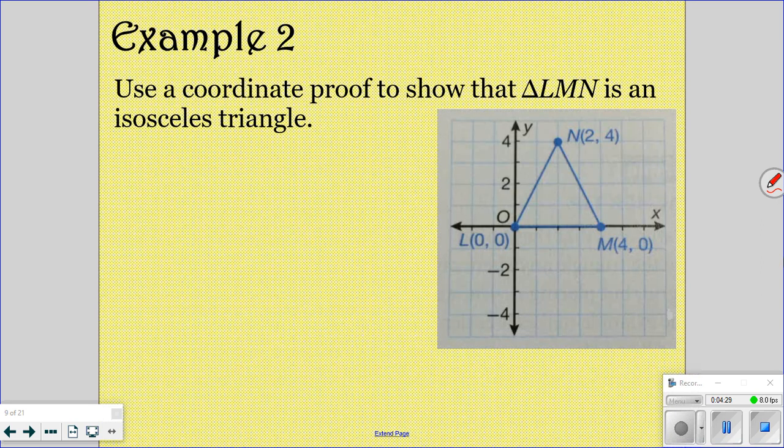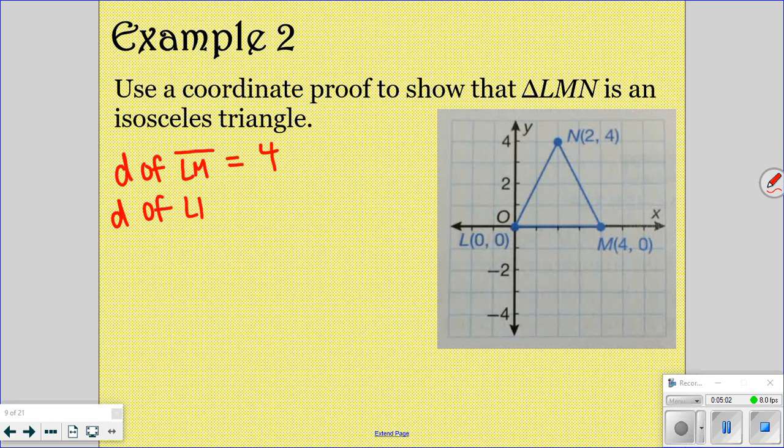So we want to use a coordinate proof to show that the triangle is an isosceles triangle. So we have our graph already drawn for us, so we don't have to do it. All we need to do is prove that two of the side lengths are congruent. So if we use the distance formula, we can find the length of LM pretty easily without even using the distance formula. We can just count 1, 2, 3, 4. And then if we want to find the distance of LN, you're probably going to want to use your distance formula.